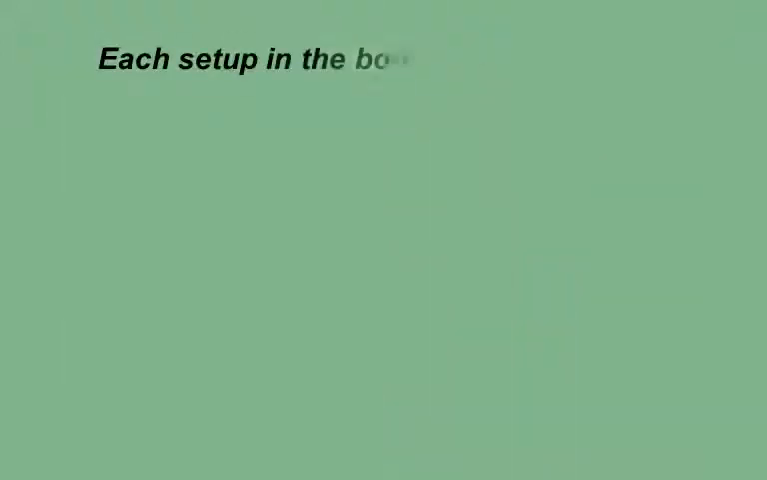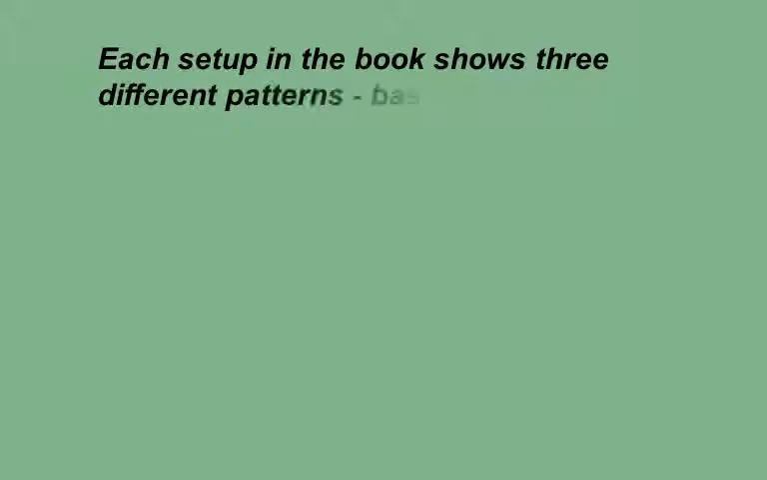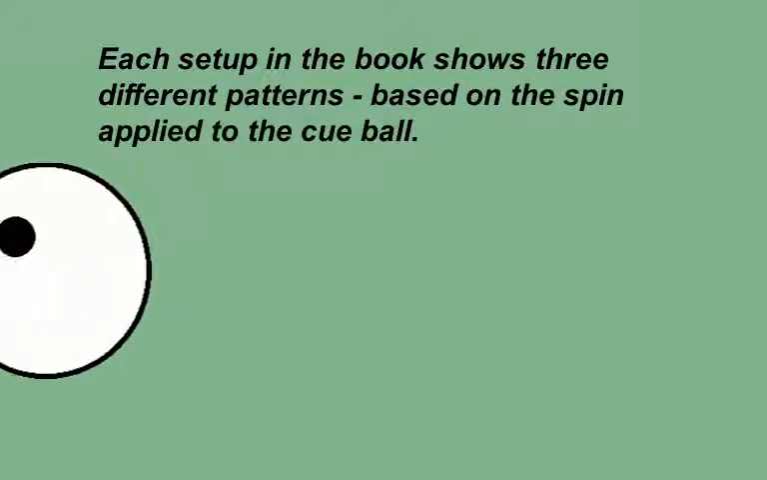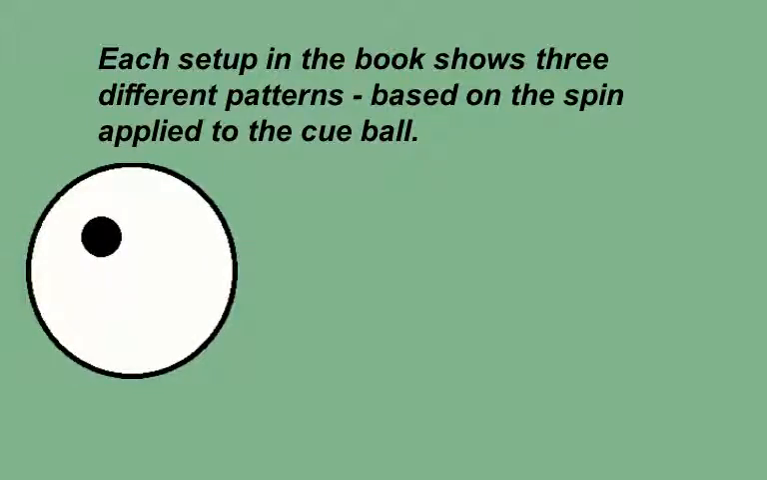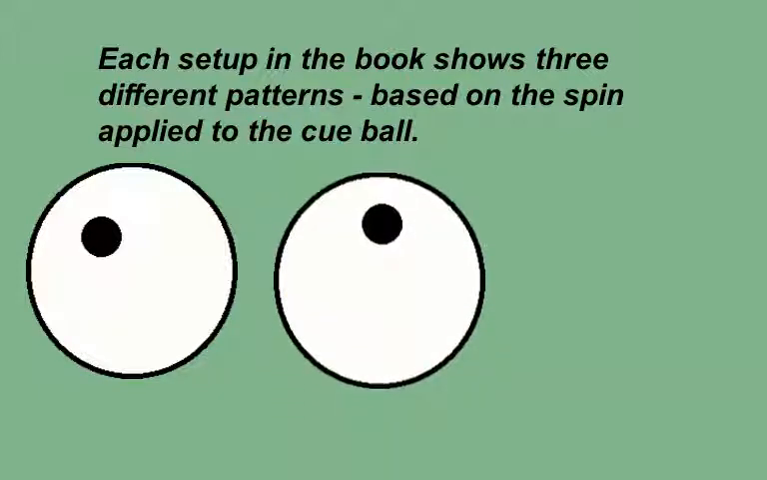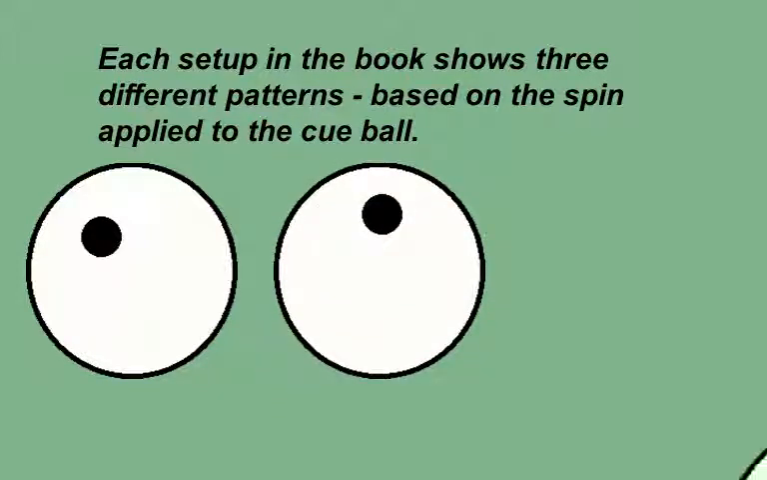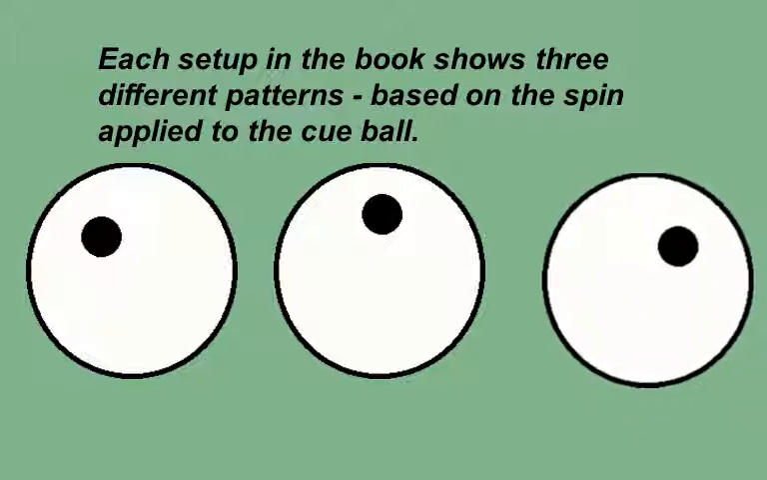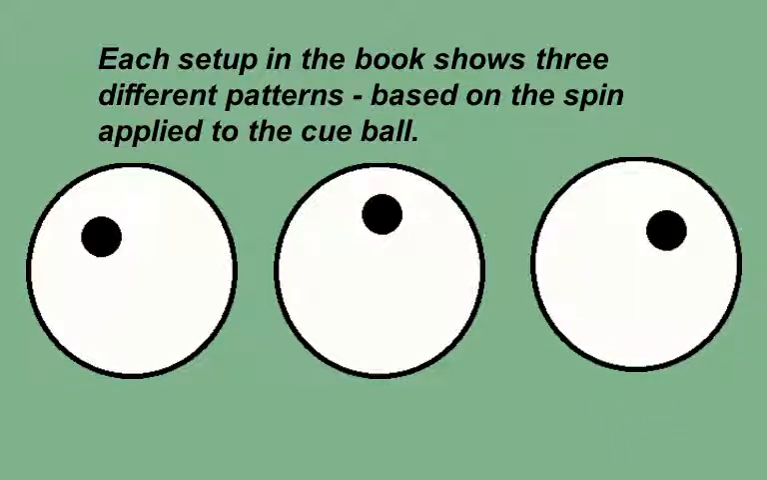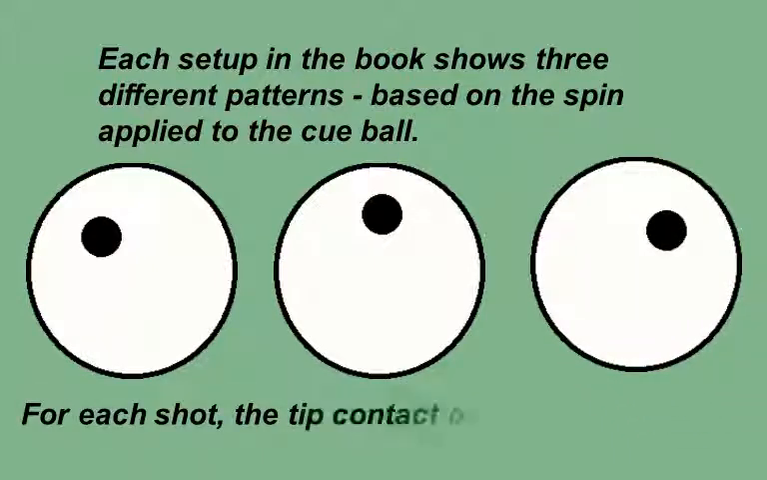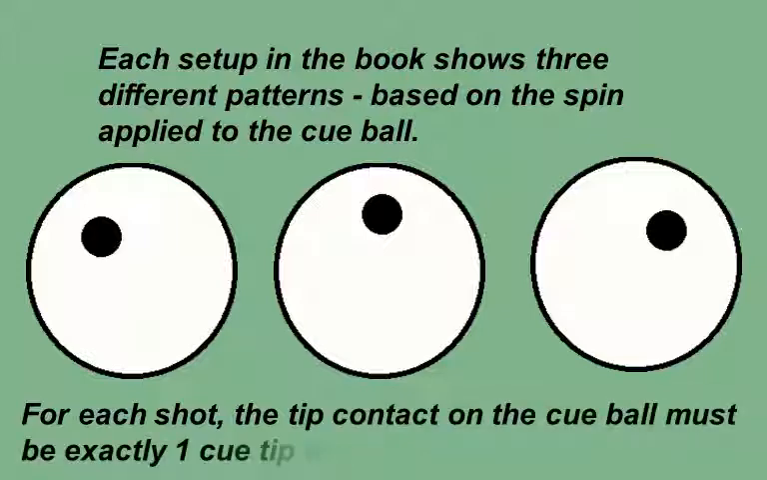Each setup in the book shows 3 different patterns, based on the spin you apply to the cue ball. For all of the 10:30 patterns, the cue ball rolls at a 45-degree left angle. For the 12 o'clock patterns, the cue ball rolls on a vertical line. For the 1:30 patterns, the cue ball rolls at a 45-degree right angle. For each shot, the tip contact on the cue ball must be exactly 1 cue tip width out from the center. This is the 10:30 spin from the Q5 position.